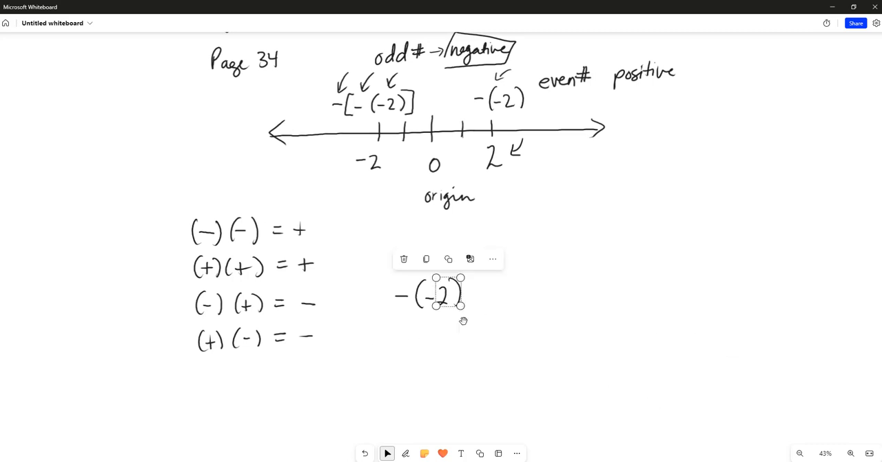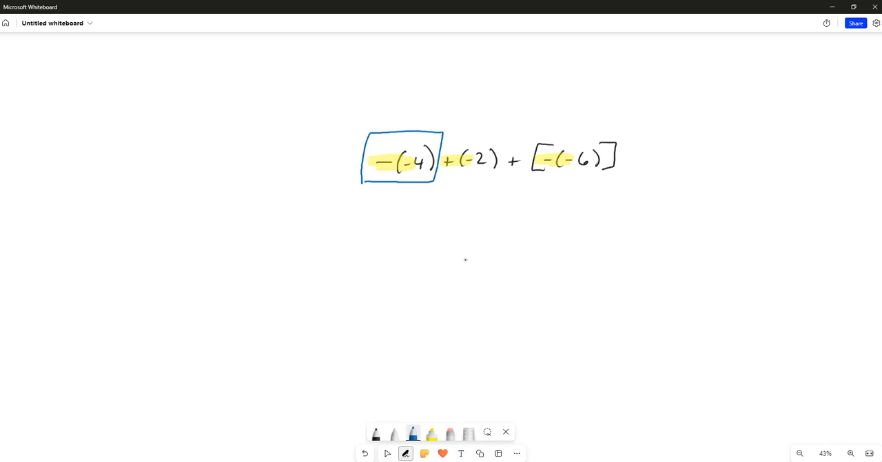Okay, so let's look at simplifying some more difficult notations. This is on the bottom of page 34. Okay, so you'll notice there are 2 negatives right here, and there's 2 negatives right here, and there's a negative and a positive right here. Well, before we get into that, let's just look at what the terms are. So the terms are the sets of numbers that are in between the plus and minus signs. So this is a term, and this is a term, and then this whole thing is a term.